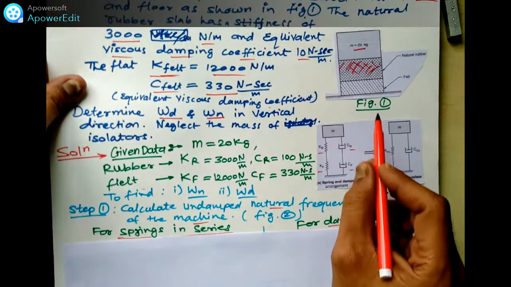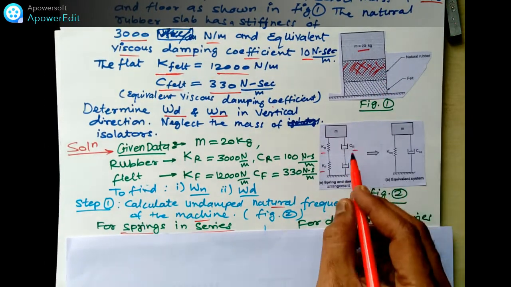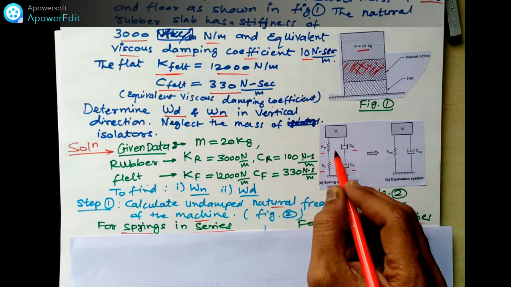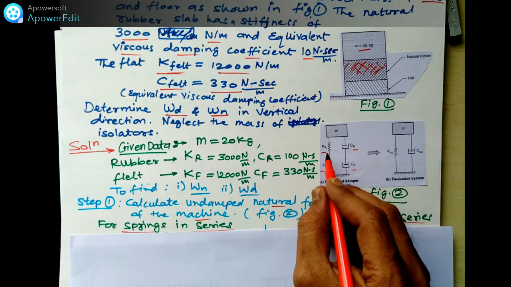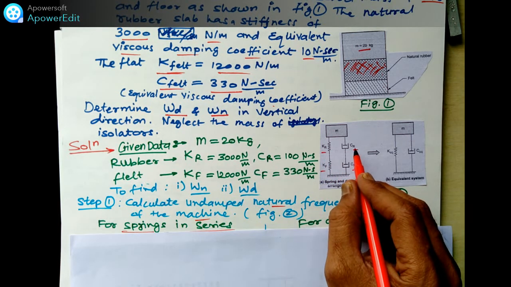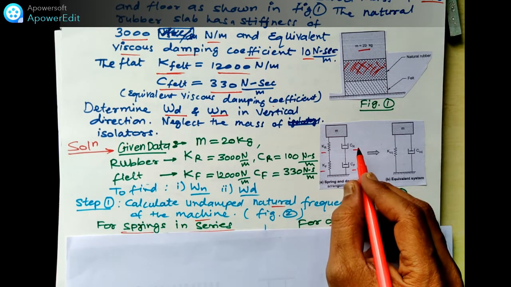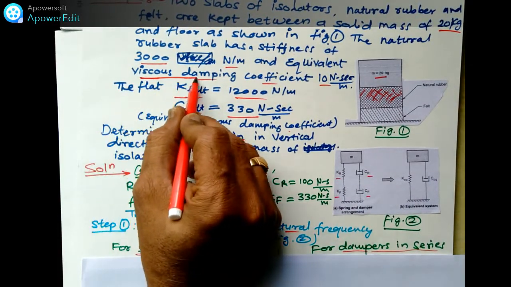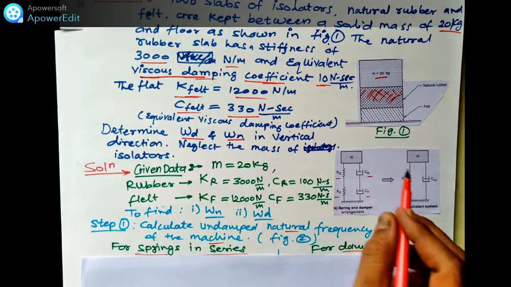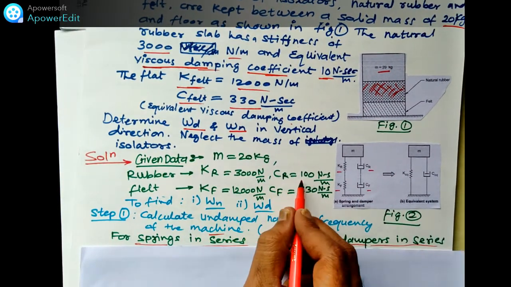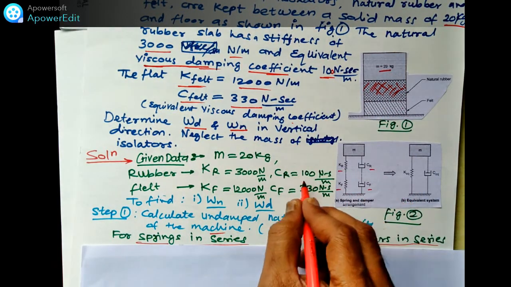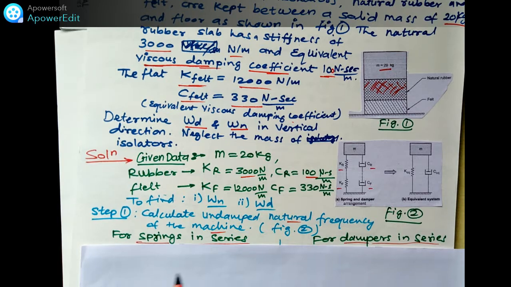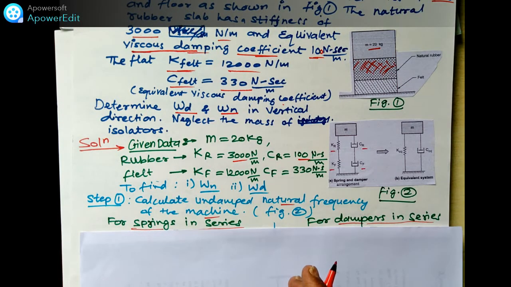The rubber in this diagram is represented by a spring with stiffness Kr and its equivalent viscous damping coefficient. The viscous damping coefficient for this rubber is Cr, which is 100, and the stiffness is 3000. So these values are given to you.